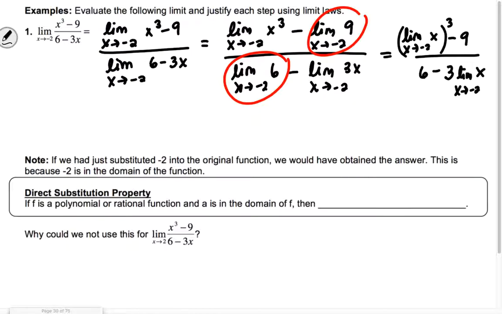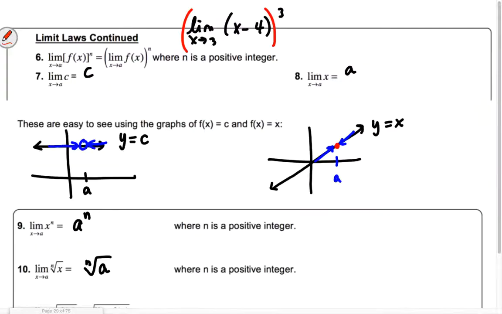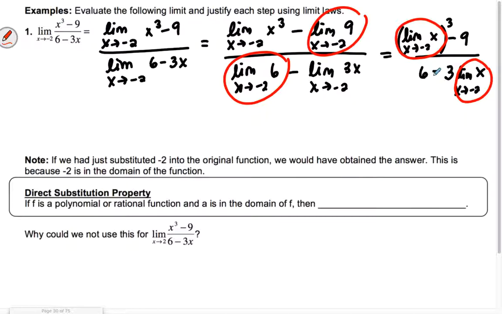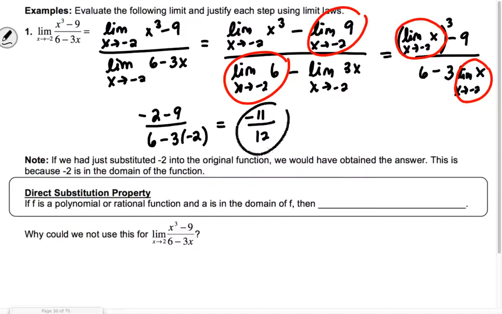All right, so then we get to the point where we have this and this, and that's the rule that says you're able to just plug in. The limit as x goes to a number of x is just equal to that number. So then you would be able to plug in -2, so you'd be like -2 minus 9 over 6 minus 3 times -2. And then you'd go from there. So -11 over 12 would be the answer.